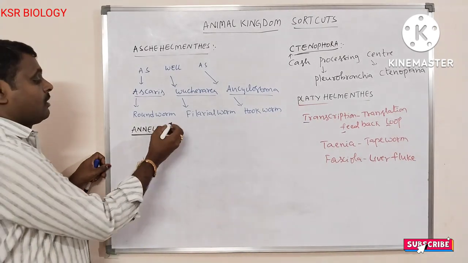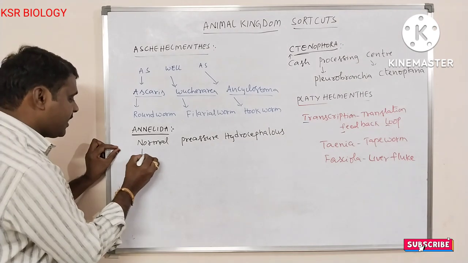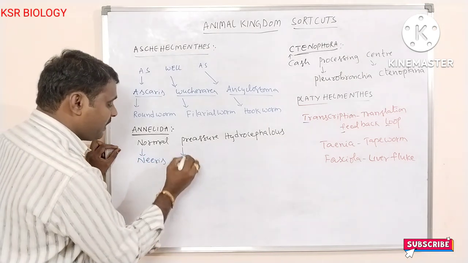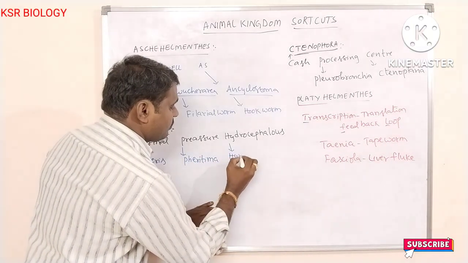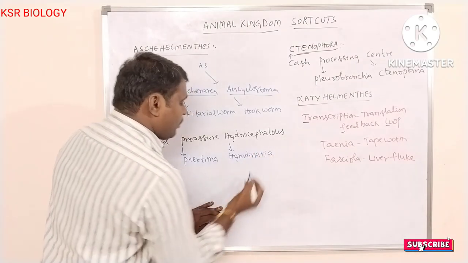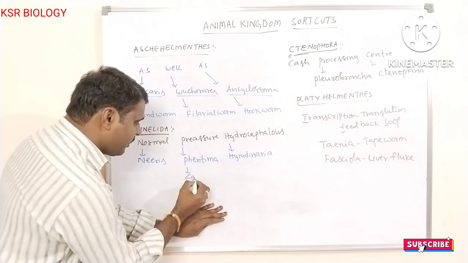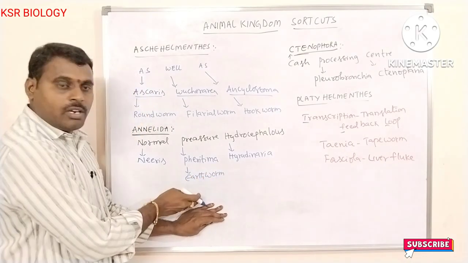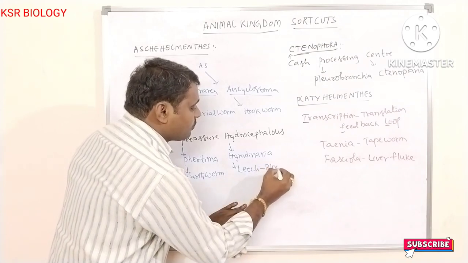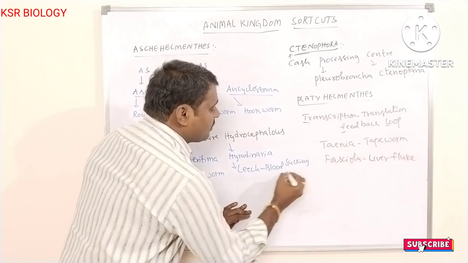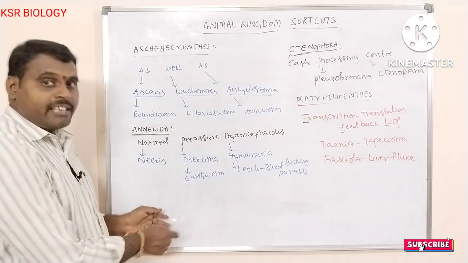The next phylum is Annelida. By using a simple statement, we can remember this Annelida. See here, N stands for Nereis, P stands for Pheretima, and H stands for Hirudinaria. Pheretima posthuma is the scientific name of earthworm. Hirudinaria, the common name is leech. It is a blood sucking parasite. So this is about phylum Annelida and their examples.